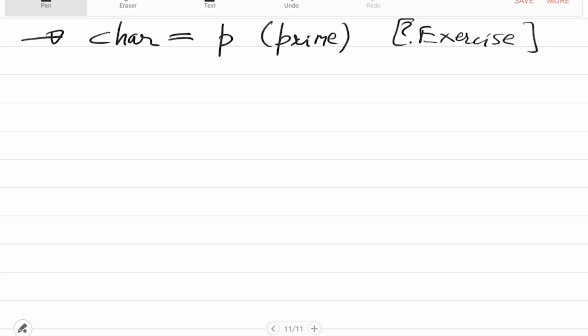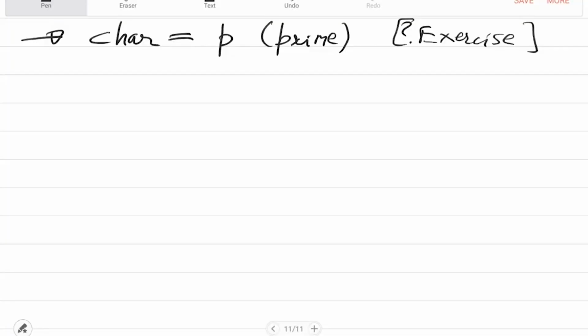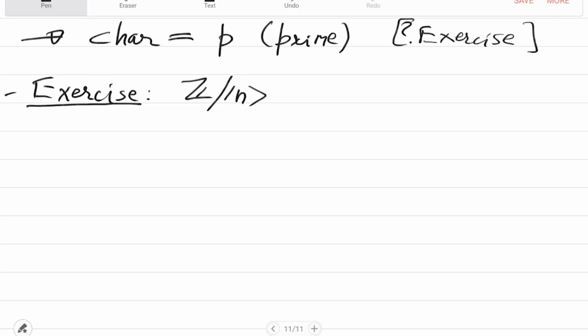So F_p is the integer ring modulo an ideal, which is the ideal generated by the number p. Okay, Z mod p. So in fact, do this as an exercise. You must have done it in some form in some earlier course. Z modulo the ideal n. Well, I haven't defined ideal yet, but this again you should know from some earlier course.